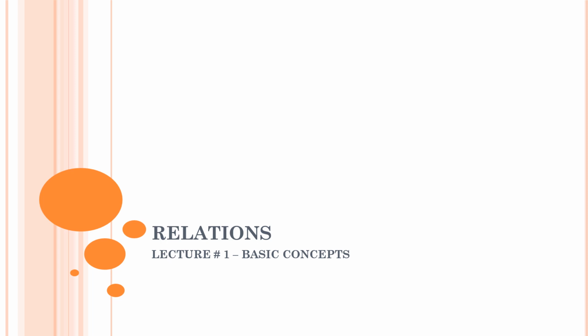One of the operations that we discussed was the Cartesian product. The Cartesian product of two sets, denoted by A cross B, was the set of ordered pairs such that the first element of the ordered pair always comes from the set A and the second element of the ordered pair always comes from the set B.